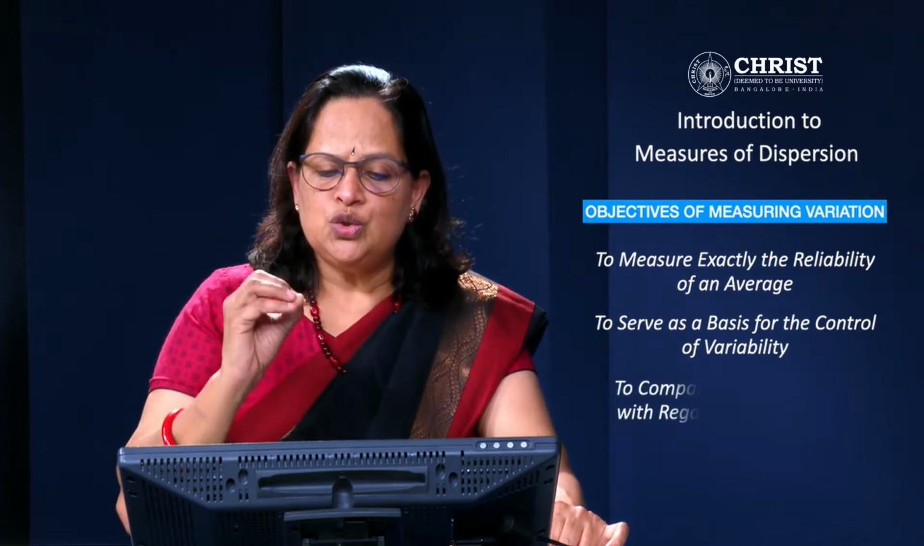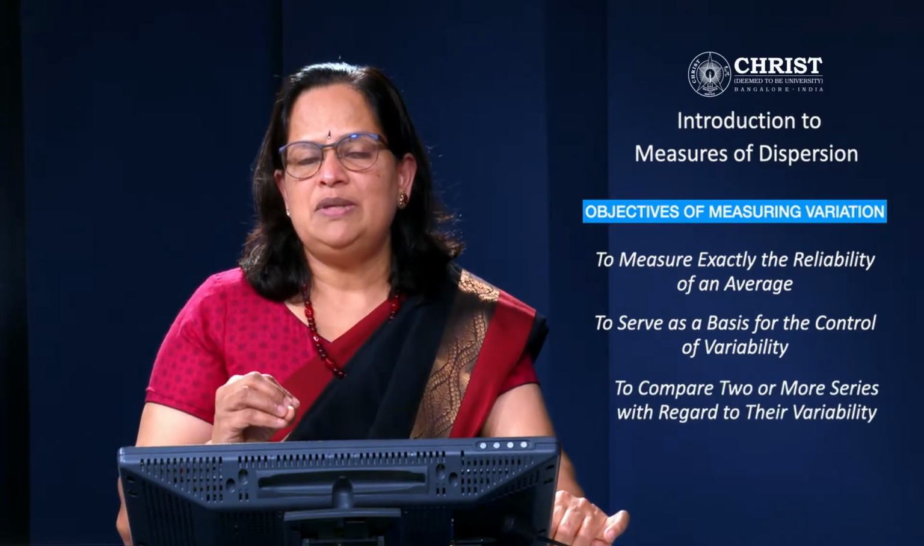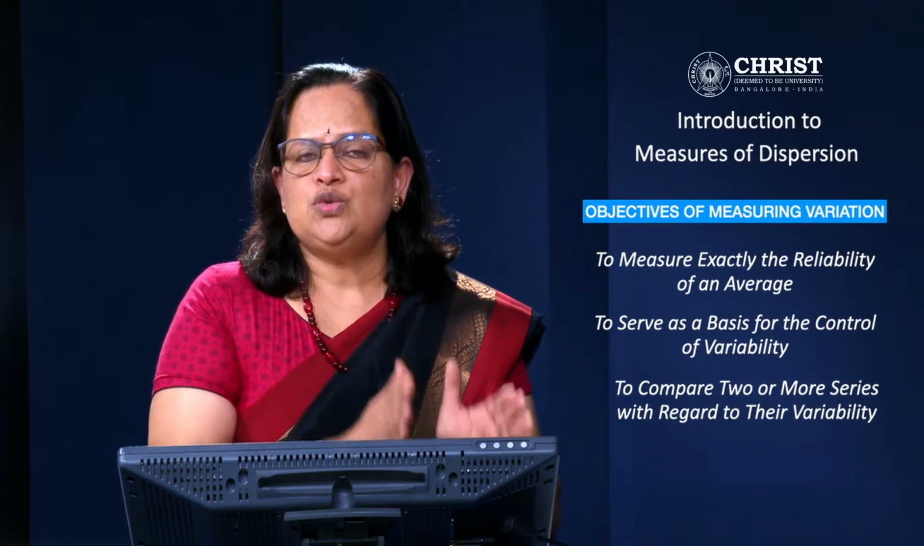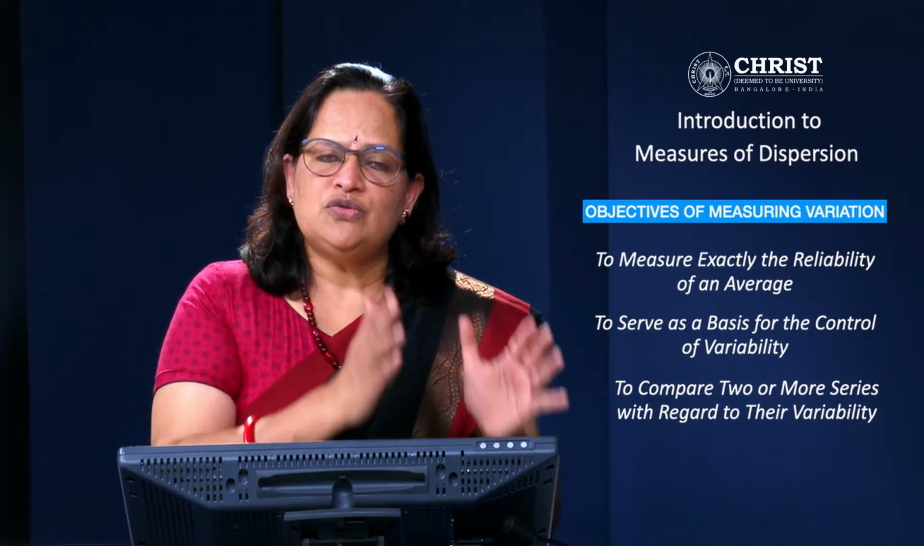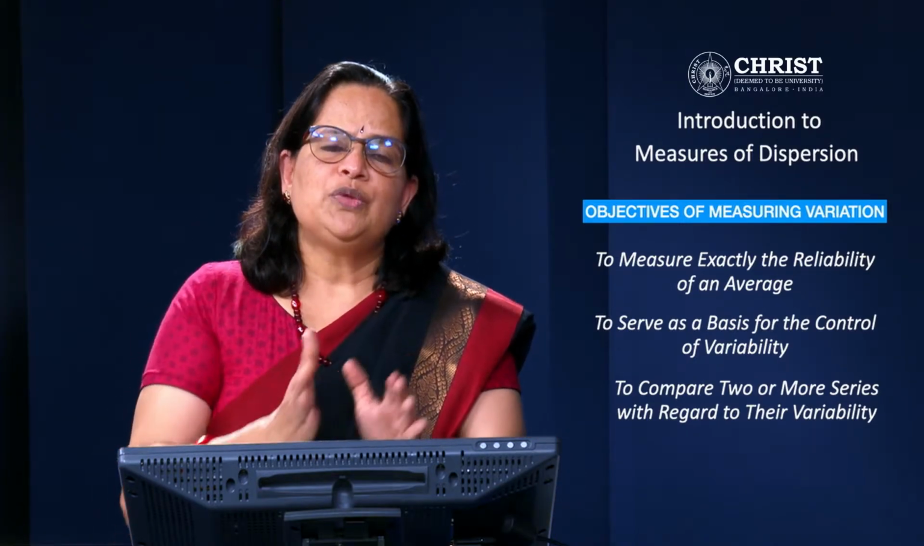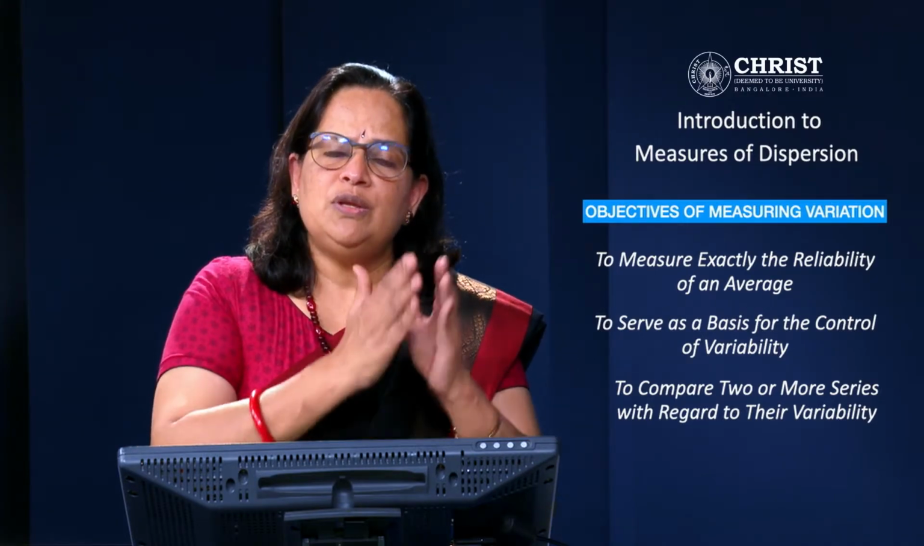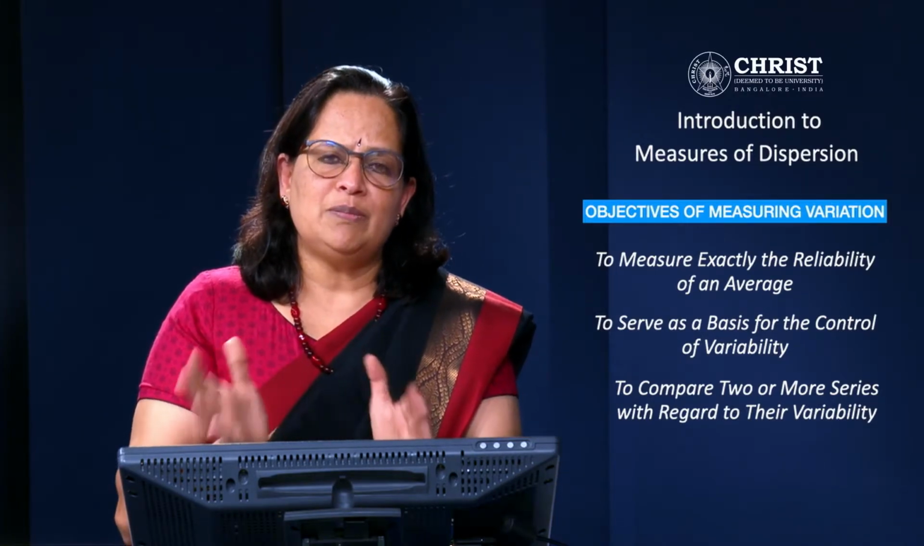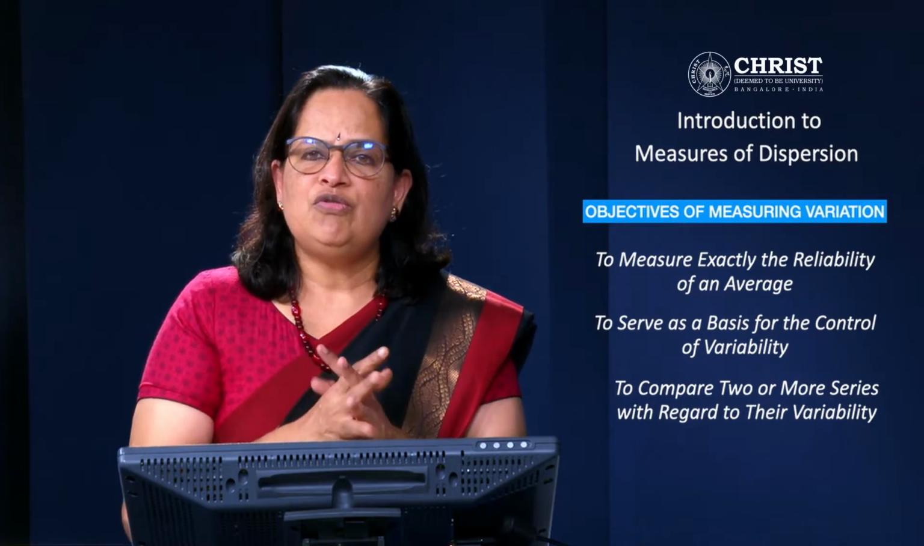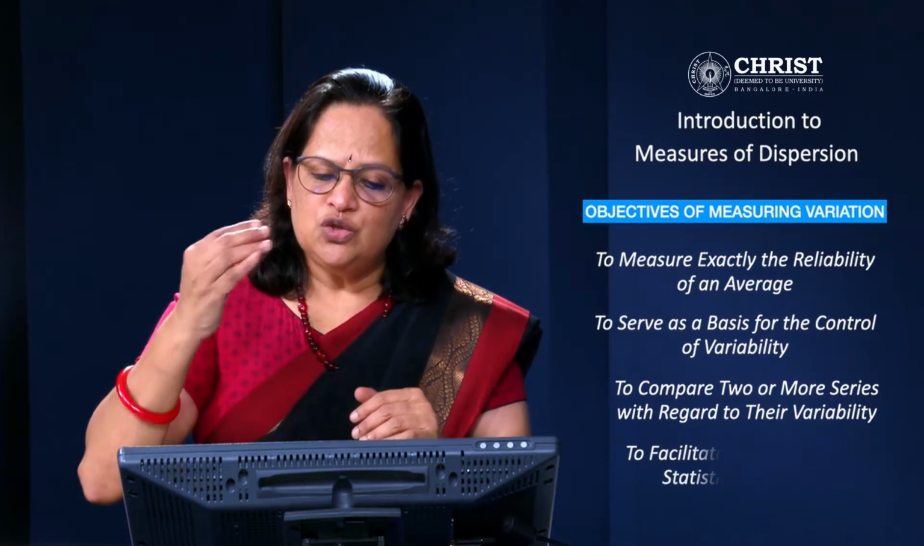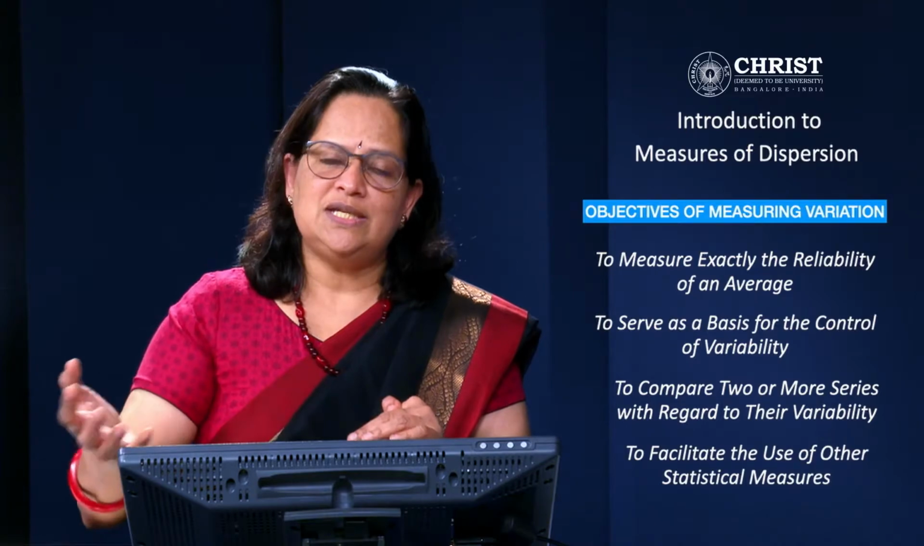Next is to compare two or more series with regard to their variability. The performance of two students who are getting good marks, or the performance of two students who are getting average marks, or the performance of two companies, or the performance of two batsmen in a cricket match. All this we can do with the help of measures of variation. Next is to facilitate the use of other statistical measures.